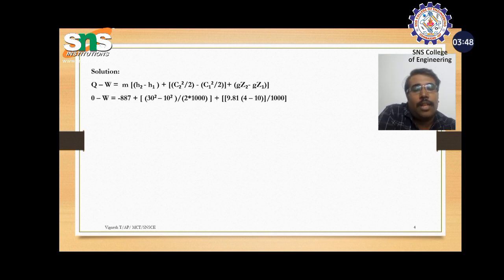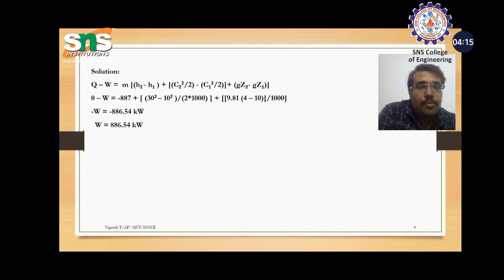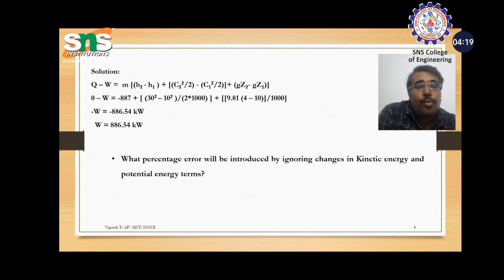The change in enthalpy is also given, write it down, that is minus 887. Here there is no heat transfer between the system and the surroundings, so Q will be 0, and only W, the work done, needs to be found. Substitute all the terms, and you will get work done as 886.54 kilowatt. So this much power output has been generated in the turbine.